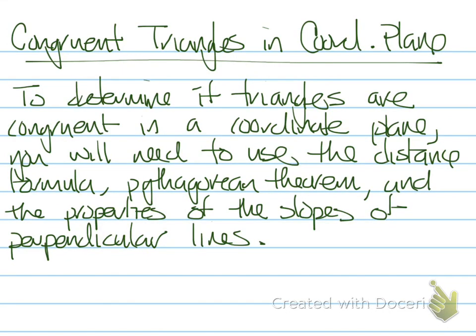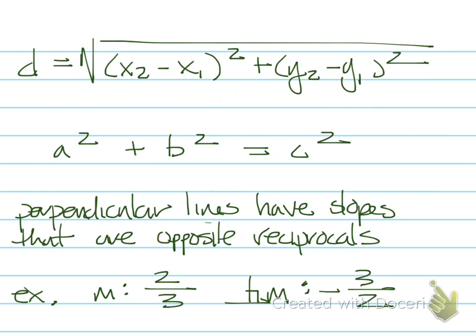All right, in this lesson, we're going to be using coordinates to determine if triangles in the coordinate plane are congruent. We're going to do that by using the distance formula, and we can use the Pythagorean theorem to determine if the two triangles are right triangles. And we can use what we know about perpendicular lines to determine if two of the sides are perpendicular to each other, if they form a right angle.